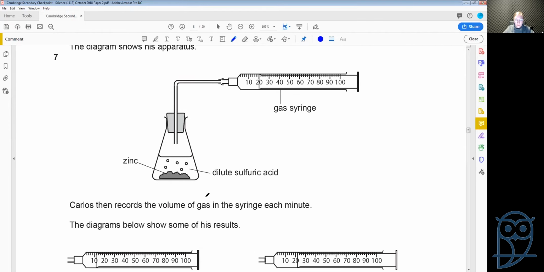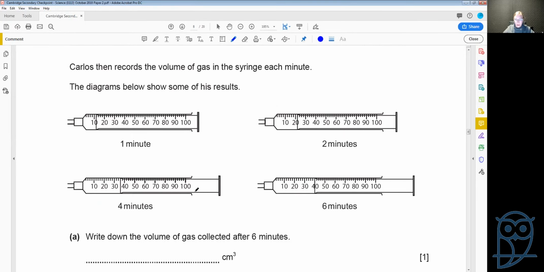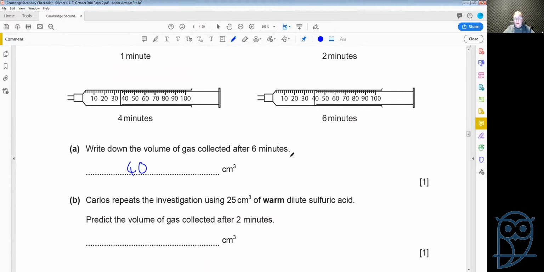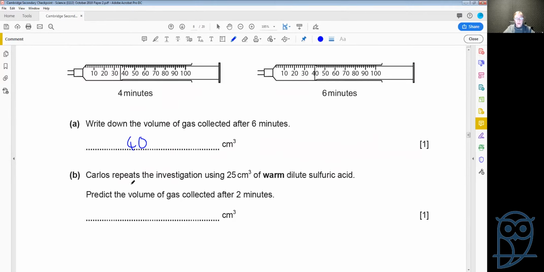So that will be 40 cubic centimeters. I've already got the cubic centimeters. We just need to literally go read that off. So he repeats the investigation using 25 cubic centimeters of warm, dilute sulfuric acid. So predict the volume of gas collected after 2 minutes.